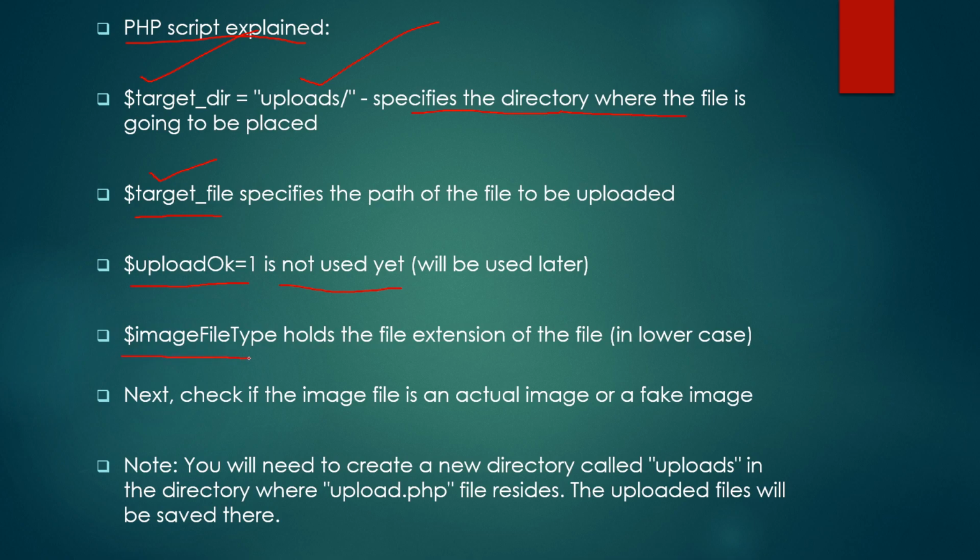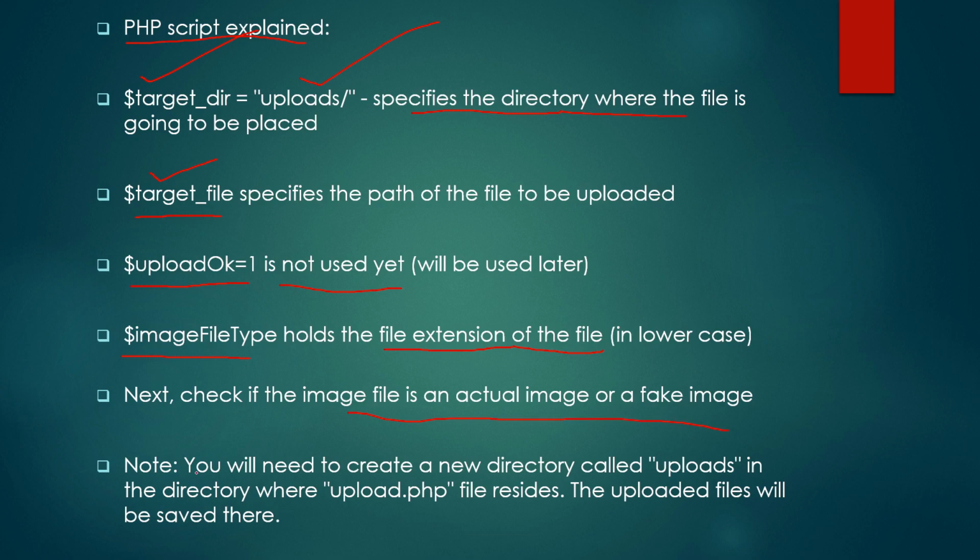Then image file type. It holds the file extension of the file. What is the extension? Either JPG, PDF, PNG or whatever. Check if the image file is an actual image or a fake image. So that we are checking.